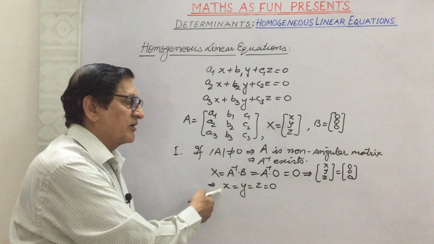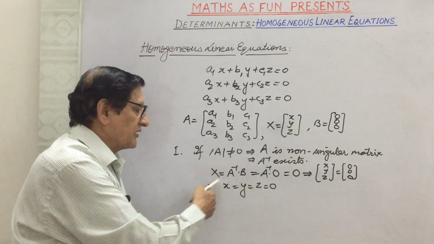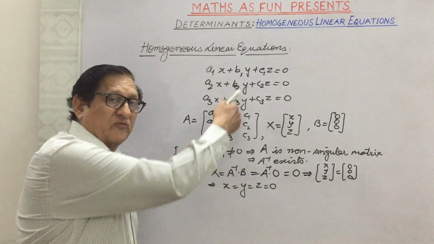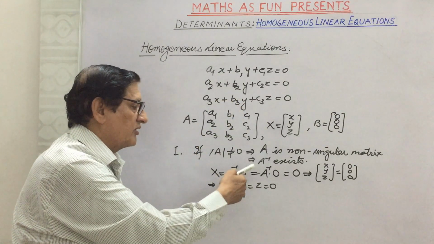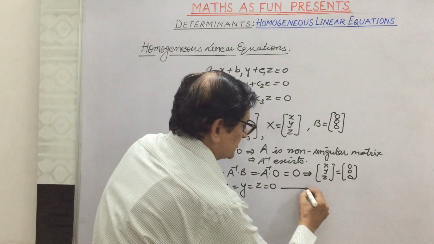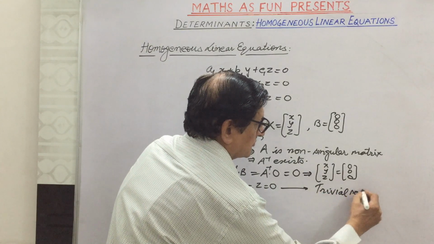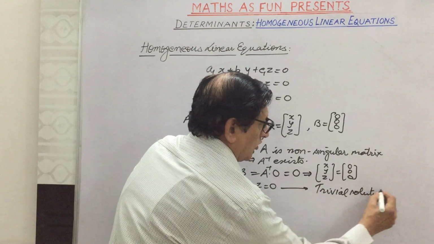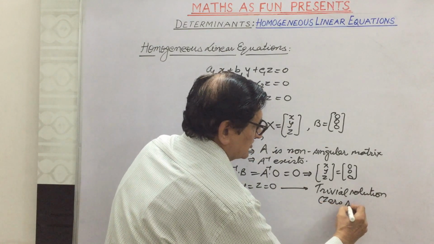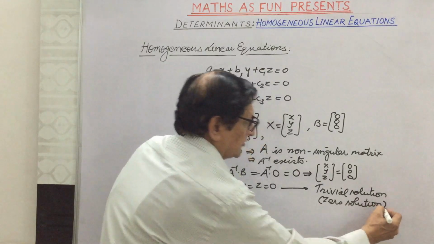So we do not have to find out A inverse in such cases. We can directly write that the solution of this system of equations is x equal to y equal to z equal to 0. And this solution is known as the trivial solution, or we call it a zero solution, because the value of all the variables is 0.